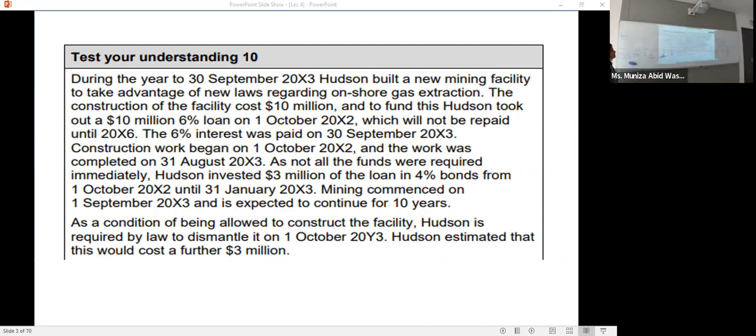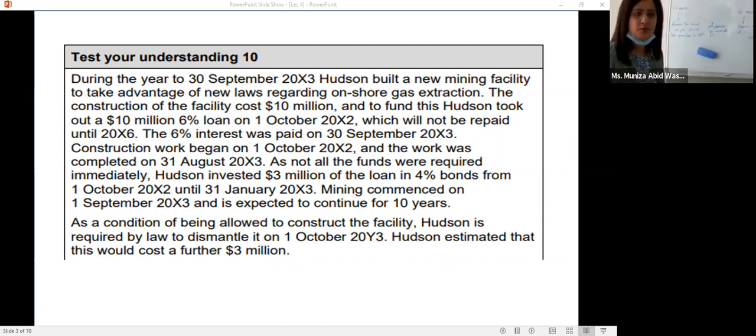And to fund this, Hudson took out a $10 million 6% loan on 1st October 2002. Which standard is being used over here? Borrowing costs, IS 23. Like this in the examination, they are going to test different standards in the same question. So borrowing cost IS 23 is starting to be applied over here. The construction of the facility cost $10 million. This is IS 16. And to fund this, Hudson took out a $10 million 6% loan on 1st October 2002. That is IS 23 borrowing cost.